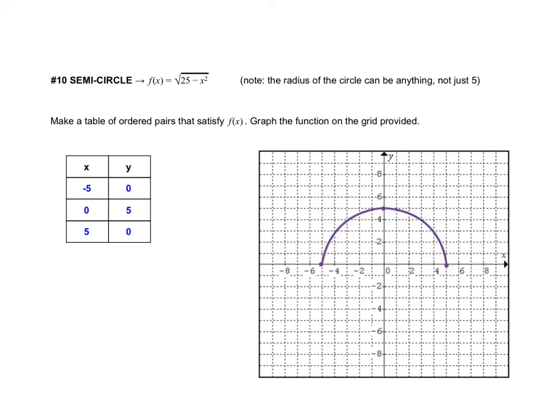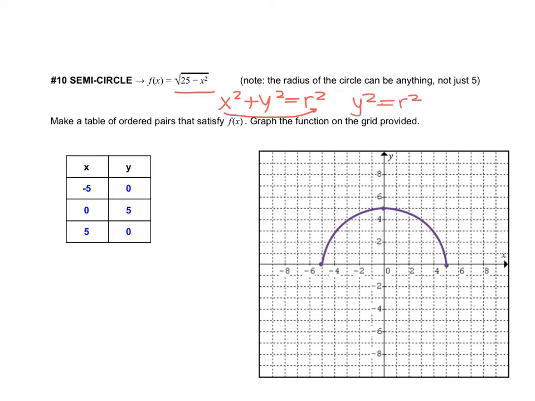Now, I just want to make a little note and a little reminder about the equation of a full circle. And if we remember from grade 10, a full circle had the equation x squared plus y squared equals r squared. And this base function for the semicircle, it looks like the x has been brought over to the other side.